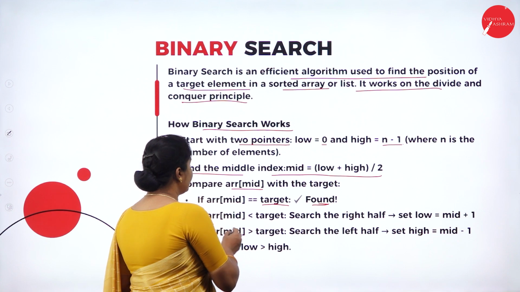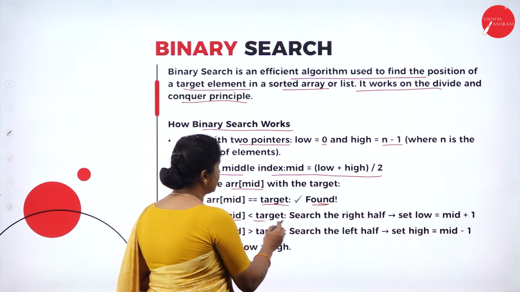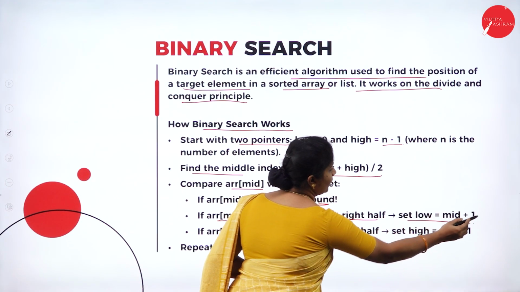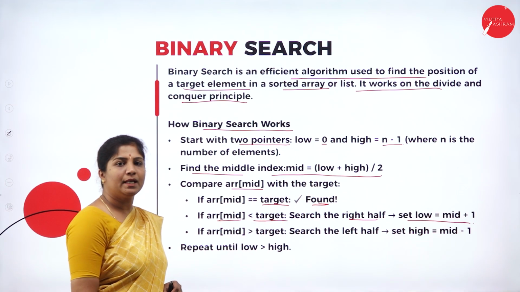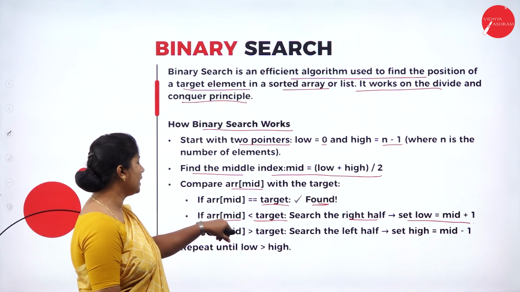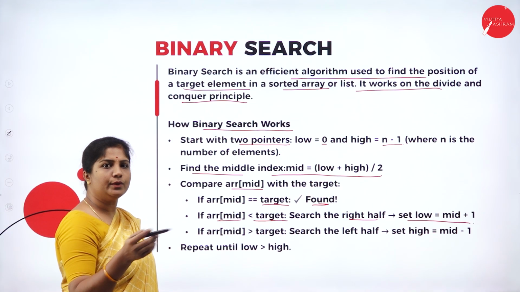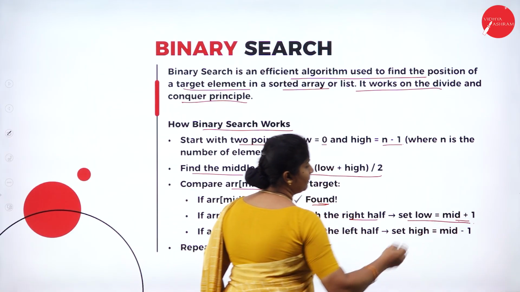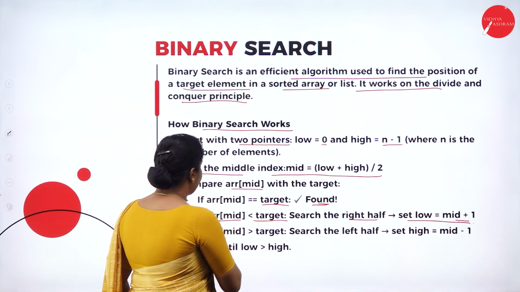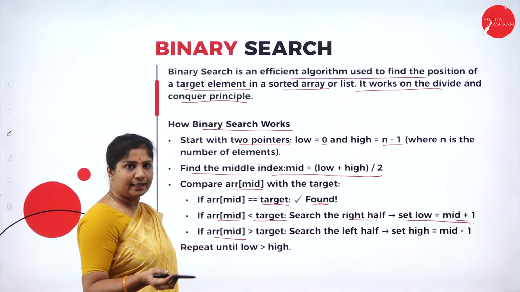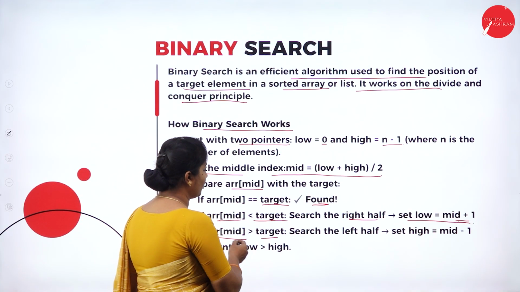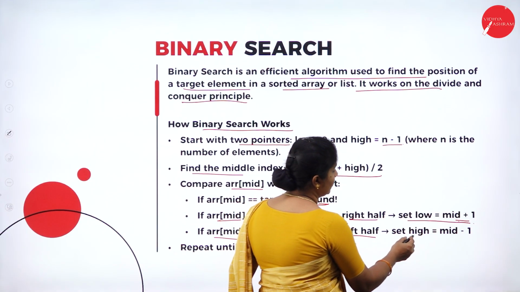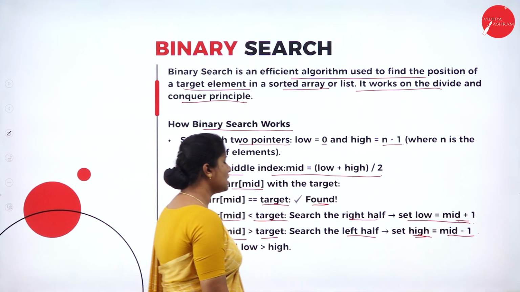If array[mid] is less than the target, then search in the right half. That means you need to set low = mid + 1. If array[mid] is greater than the target value, then I need to search in the left half, so I set high = mid - 1.